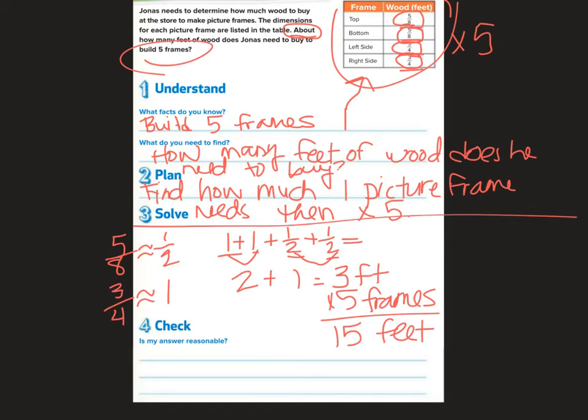So does it make sense? Yes, it does, because if I took, okay, so here's what they want us to do.